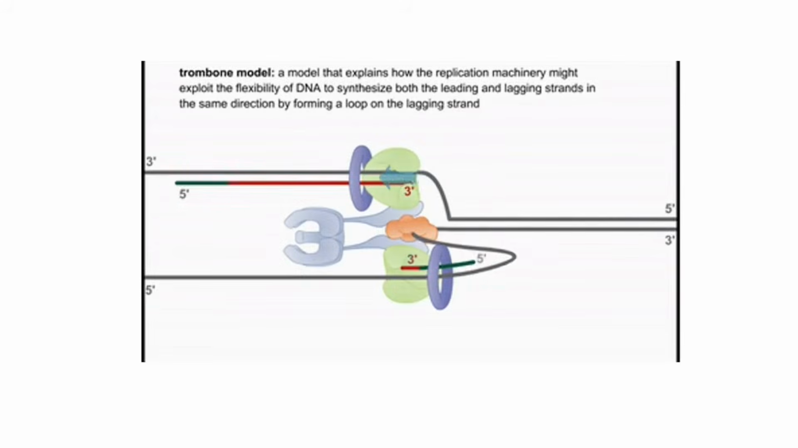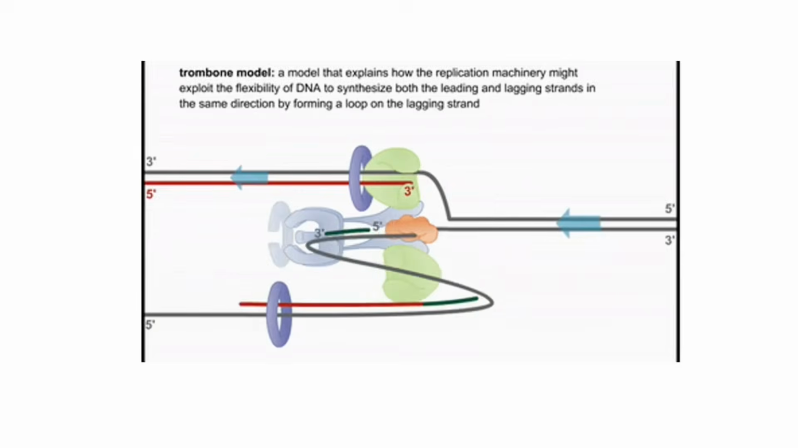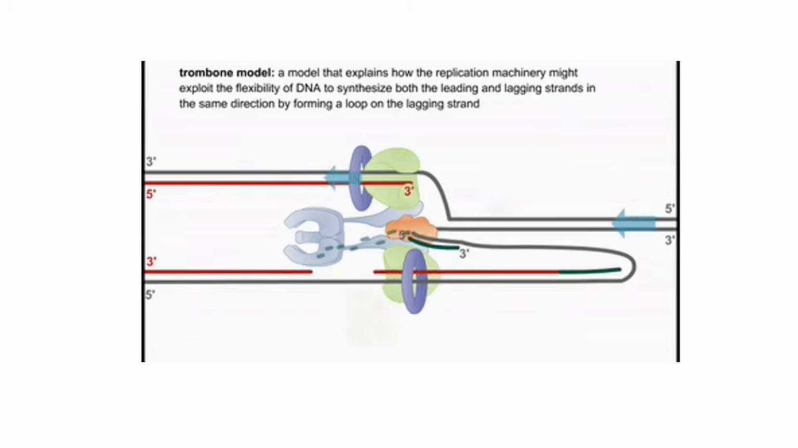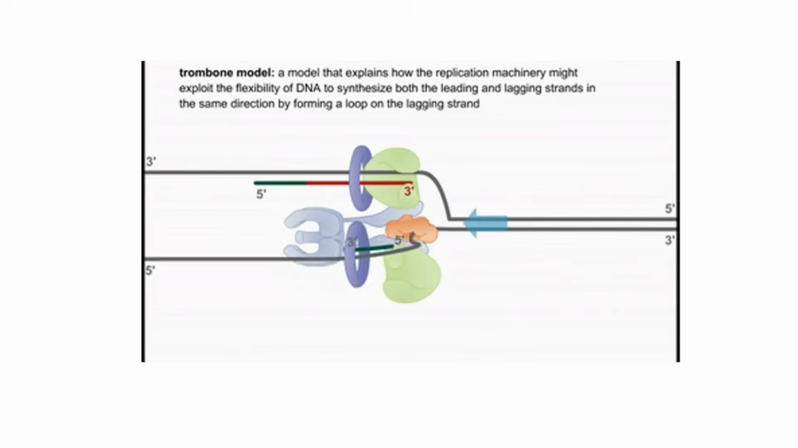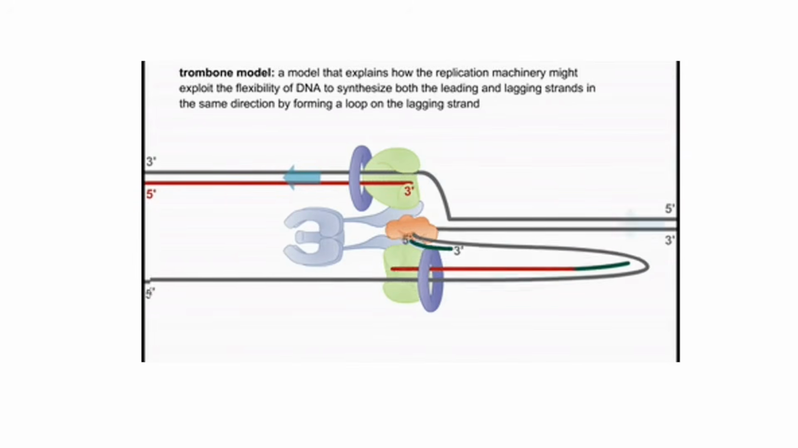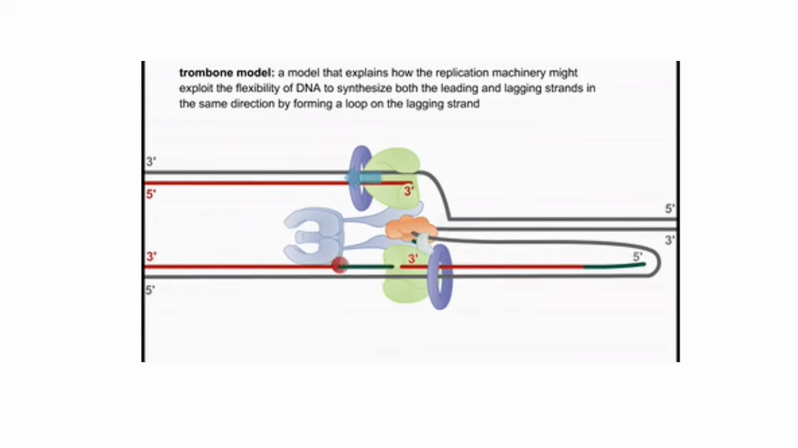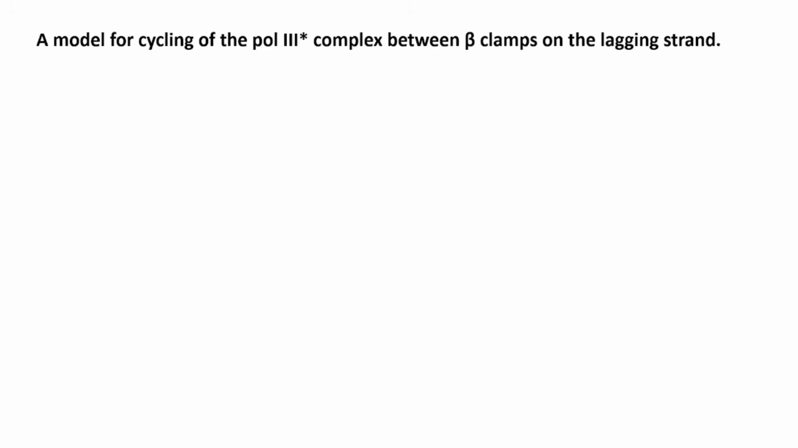Let us have a look at this animation that explains how the replication machinery might exploit the flexibility of DNA to synthesize both the leading and the lagging strands in the same direction by forming a loop on the lagging strand. Having understood this basic looping out model, which is called the trombone model of replication, let us now move on and talk about a model for the cycling of the polymerase 3 complex between the beta clamps on the lagging strand.